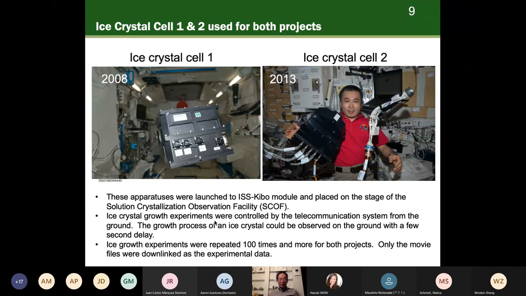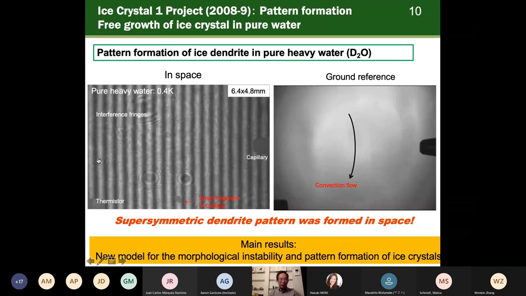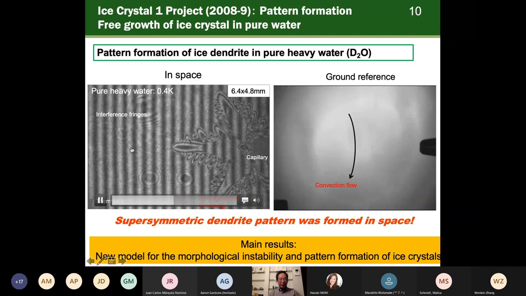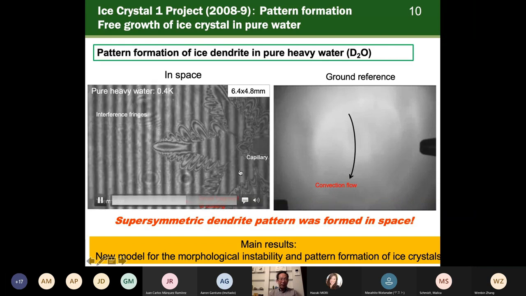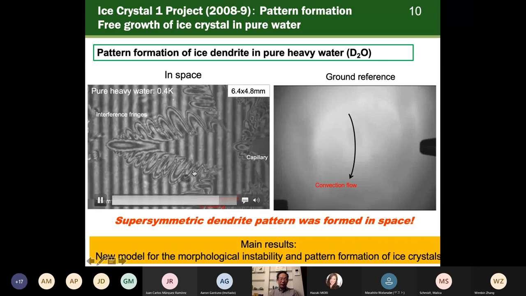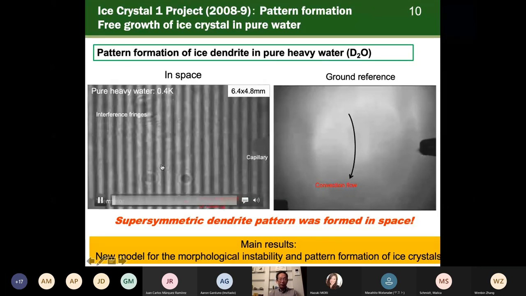I'd like to show the movies obtained in space on the next slide. This movie shows ice crystal growth in supercooled water in 2008. These patterns are interference fringes, and you can see very nice, very symmetric ice crystals growing in supercooled water. As you know, there is no convection flow in space, so we could obtain very symmetric and very nice patterns.